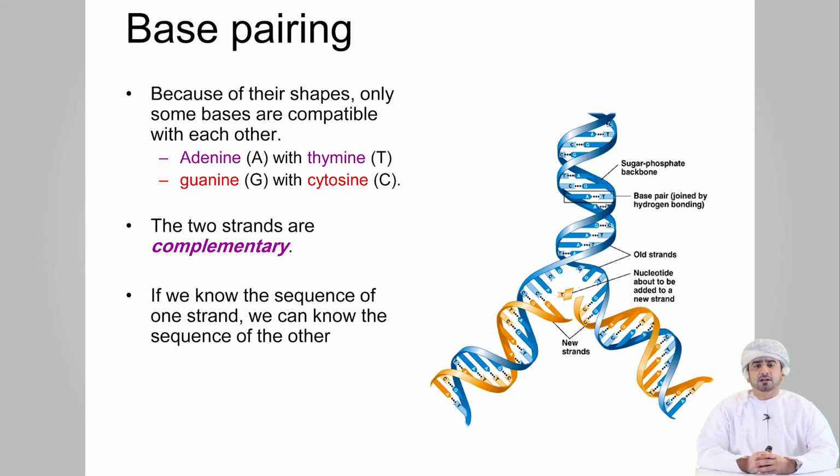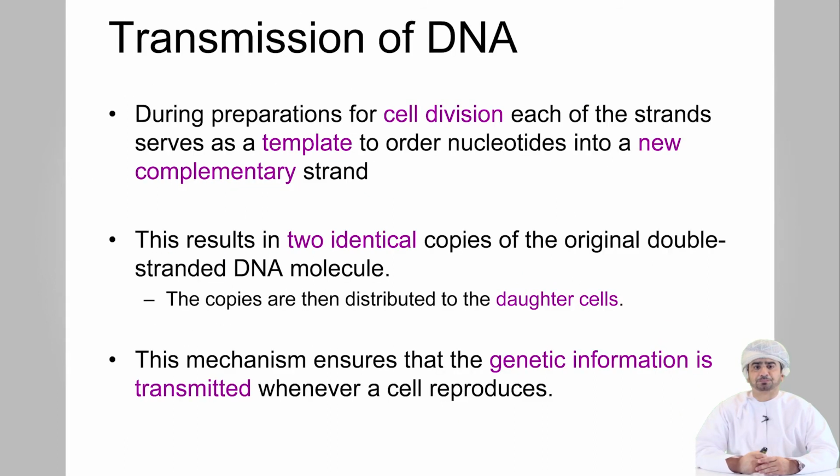The base pairing of the DNA is basically adenine always pairs with thymine via 2 hydrogen bonds, whereas cytosine pairs with guanine via 3 hydrogen bonds. We call the 2 strands of DNA complementary strands. Basically, what this means is if you know the sequence of one strand, you can know the sequence of the other strand, because adenine will always pair with thymine and cytosine will always pair with guanine.